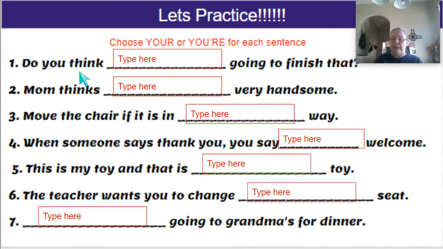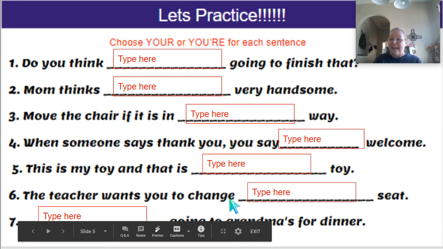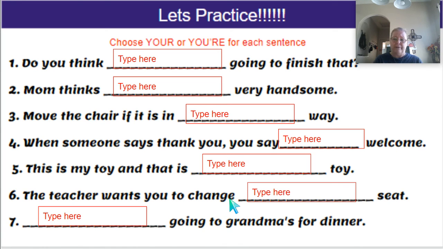So now read the sentence. Do you think you're going to finish that? No, it doesn't sound right. Do you think you are going to finish that? Now it makes sense. So you're going to write you're, this is the correct spelling. And that's what you're going to do with each sentence. Have fun practicing and don't forget to submit it, okay?